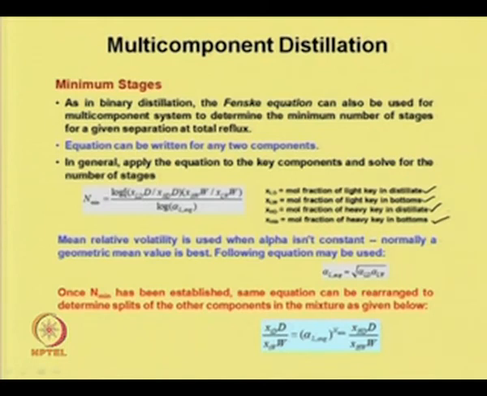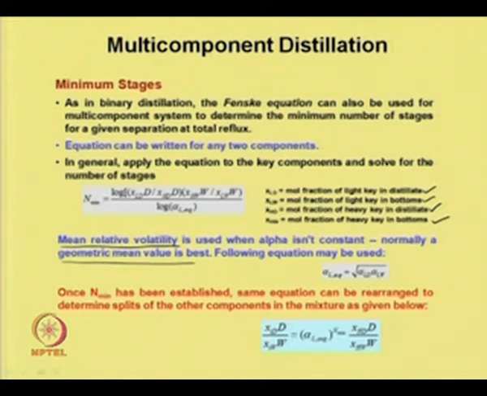Now, alpha L average is the mean relative volatility. This is used when alpha is not constant. Normally, a geometric mean is the best. So, for the geometric mean, alpha L average between the heavy key and the light key, we can write it as the square root of alpha LD into alpha LW.